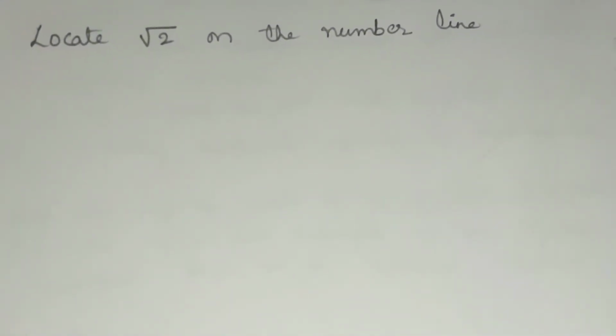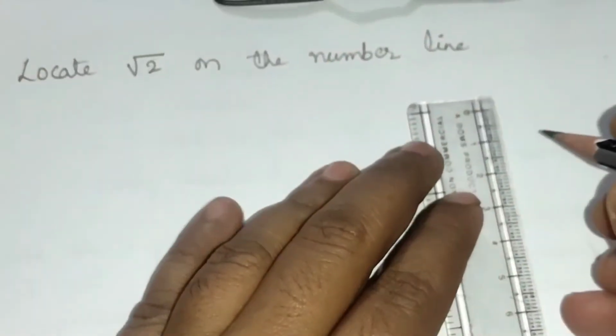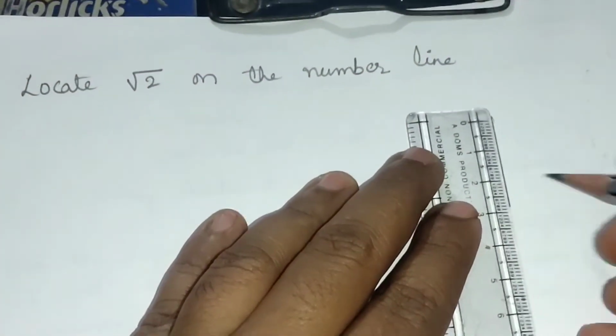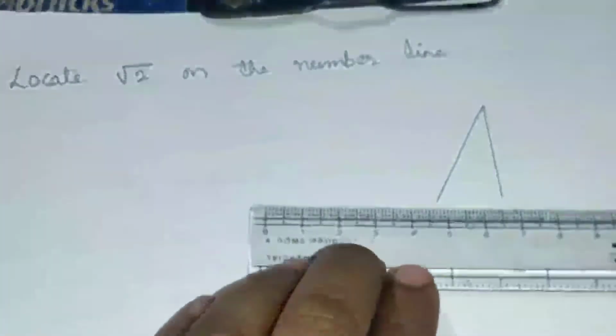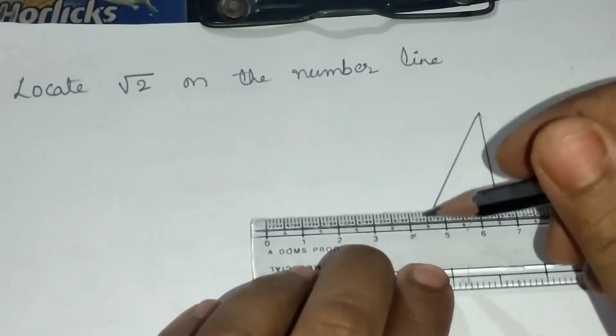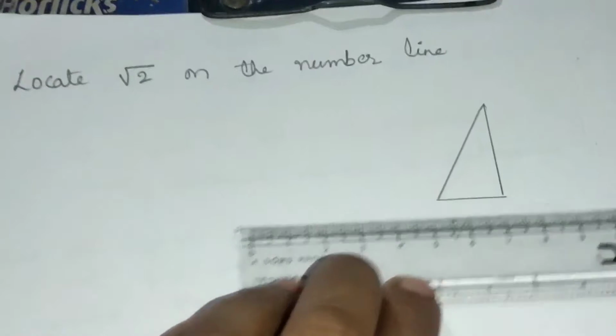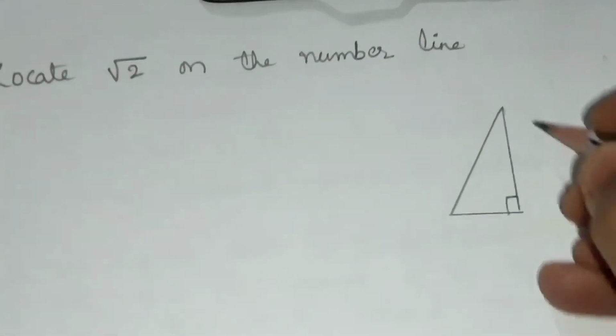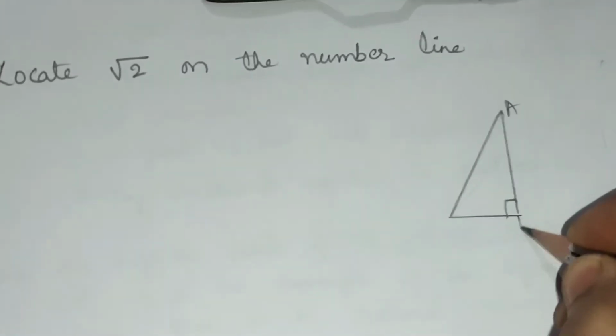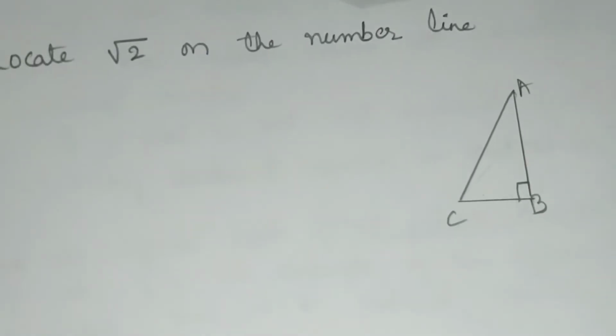Locate root 2 on the number line. First you have to draw the right angle triangle. This is right angled at B, ABC.